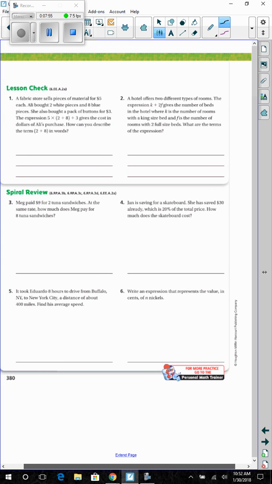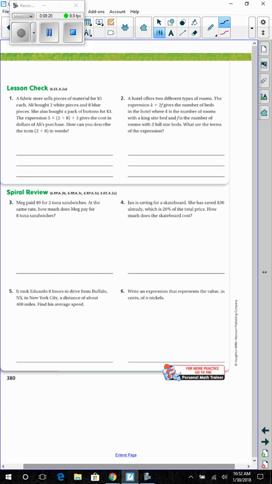Okay, lesson. A fabric store sells pieces of material for $5 each. Allie bought 2 white pieces and 8 blue pieces. She also bought a pack of buttons for $3. The expression 5 times (2 plus 8) plus 3 gives the cost of Allie's purchase. How can you describe the term 2 plus 8 in words?